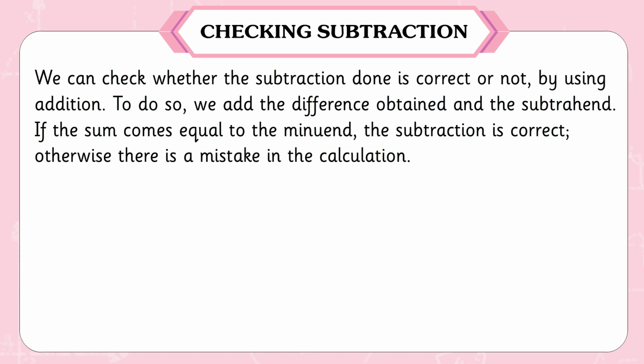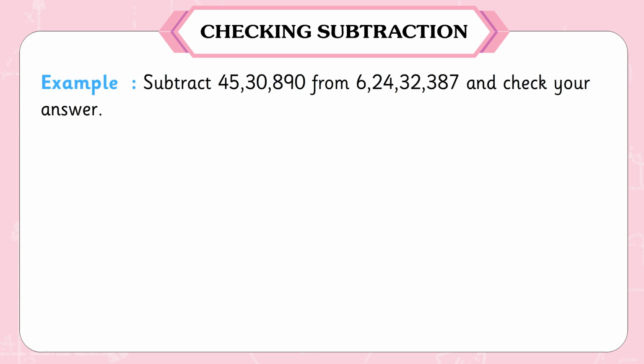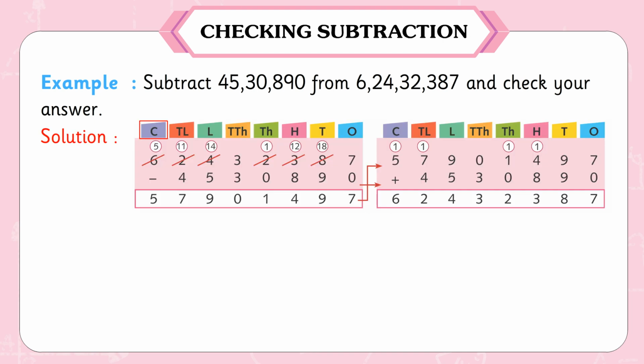To do so, we add the difference obtained and the subtrahend. If the sum comes equal to the minuend, the subtraction is correct. Otherwise, there is a mistake in the calculation. Example, subtract 45,30,890 from 6 crore 24 lakh 32,387 and check your answer. Solution: C, TL, L, TTH, TH, H, T, O.